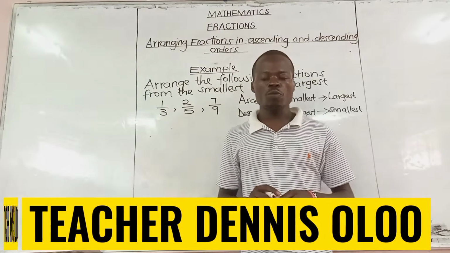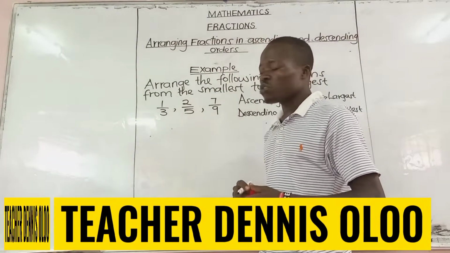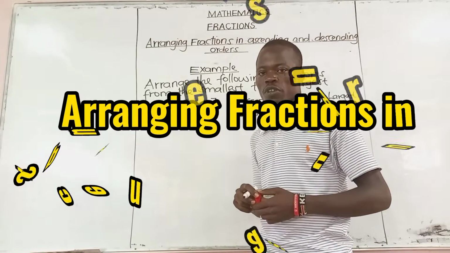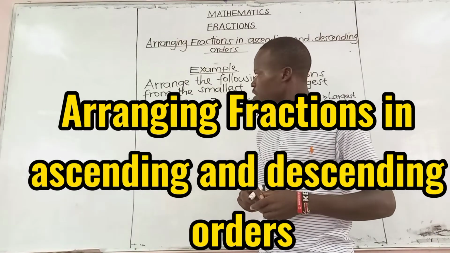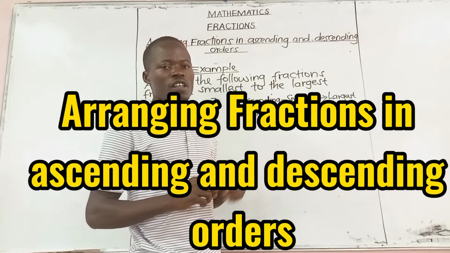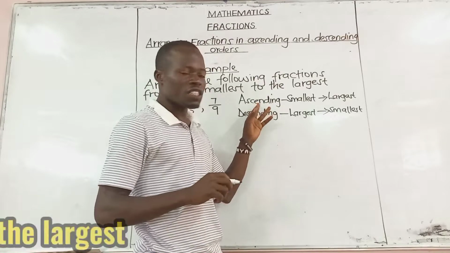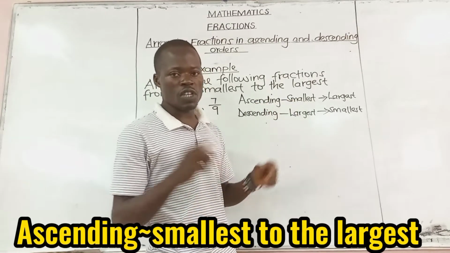In our today's topic of discussion, we are going to look at fractions. So under fractions, we are going to look at how to arrange the fractions from the smallest to the largest. It's very important for us to understand some terms used in this kind of arrangement. The first term is ascending. Ascending simply means from the smallest to the largest.